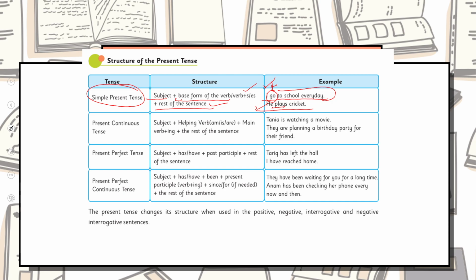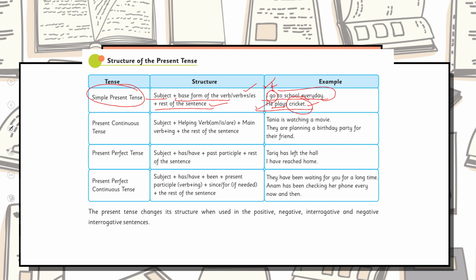When you are having he and she, you add s with it, and then the rest of the sentence. So we saw the tense, the structure, and the example. It is carefully and fulfillingly put in the structure, and this way you can create your present simple tense.